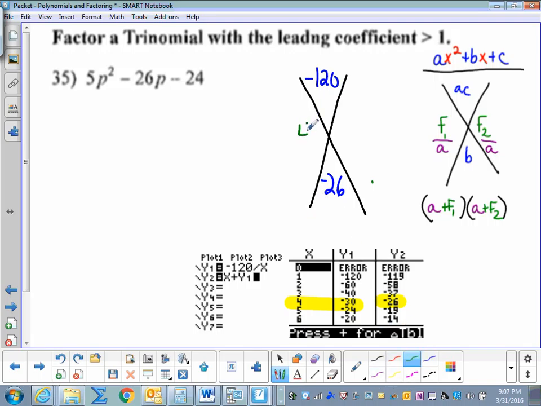So we have 4 and negative 30. And now we're going to divide by the leading coefficient of 5. And that's good. And 5 here, so we can reduce this to negative 6 over 1. So then my first factor becomes 5x plus 4, and my second factor becomes x minus 6.